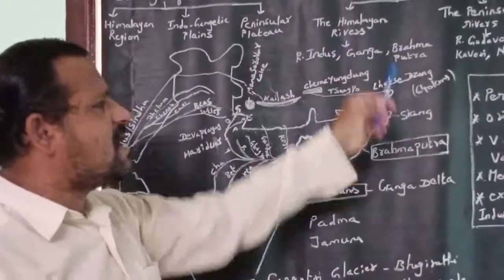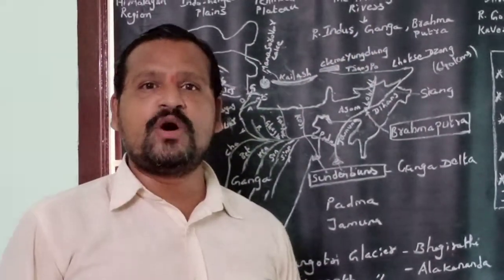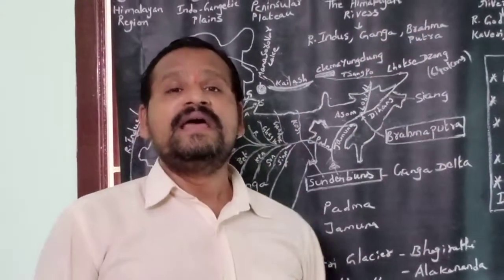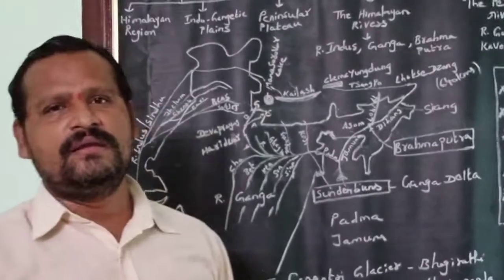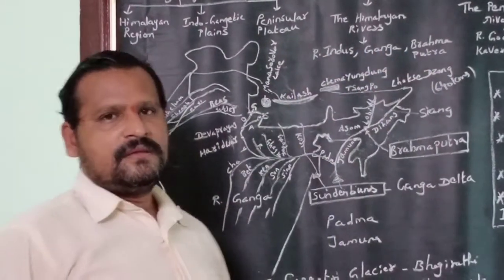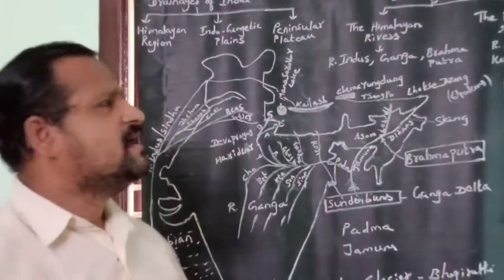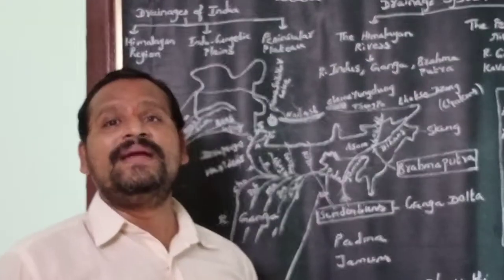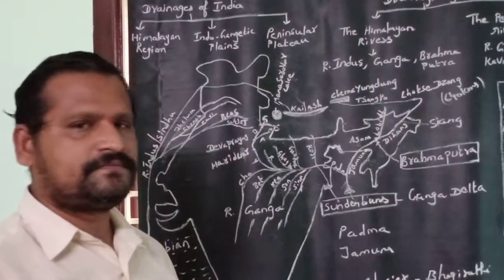Why are the Himalayan rivers called perennial? As these rivers get water from melting snow and rainfall, as Indus River, Ganga River, Brahmaputra River get water from melting snow and heavy rainfall, these rivers are perennial. The water in these rivers flows throughout the year, they never dry up. Why? Because these rivers get water from melting snow and rainfall. So these rivers are called perennial rivers.